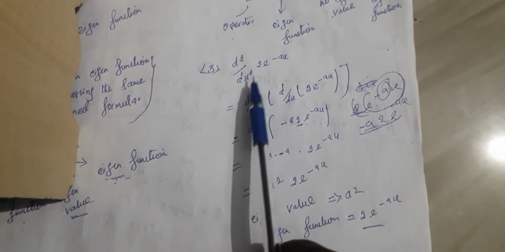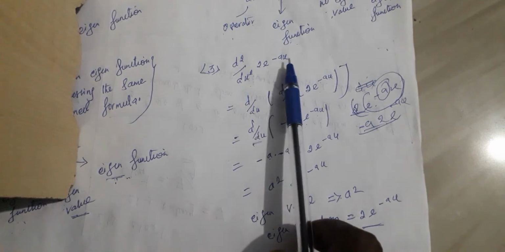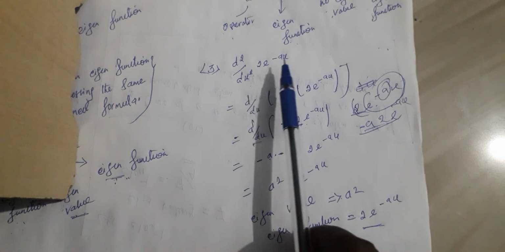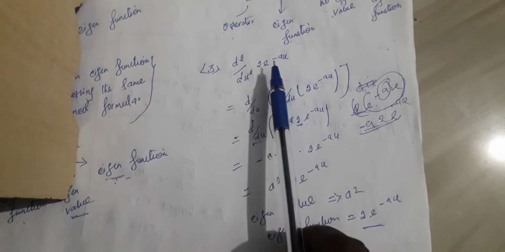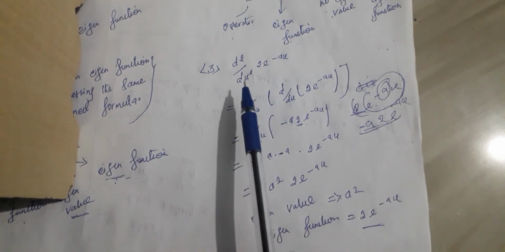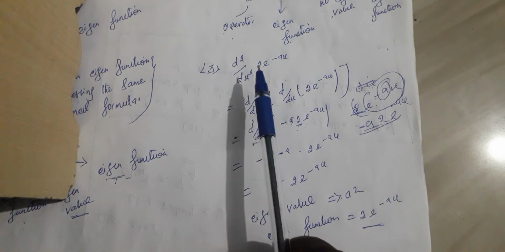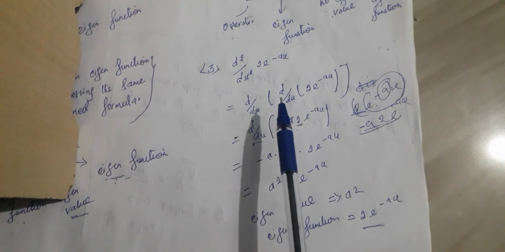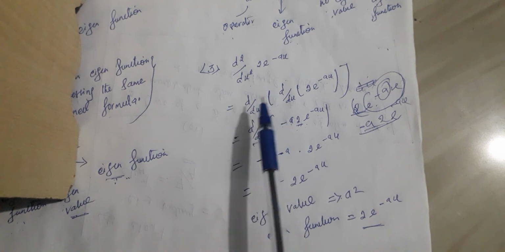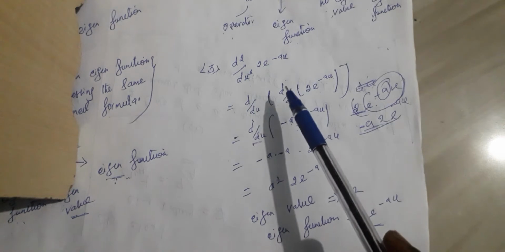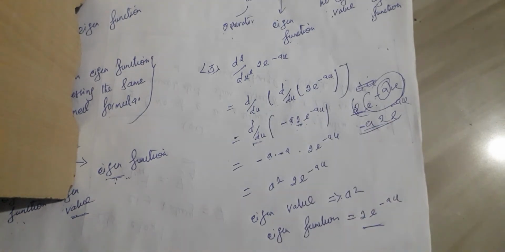Third example: d square by dx square of 2e power minus ax. Here the term is 2e power minus ax. They are saying we need to differentiate two times. d square divided by dx square means we need to differentiate two times. So we can split it up in the same manner: d by dx into d by dx. This is a simple way we can answer this question.